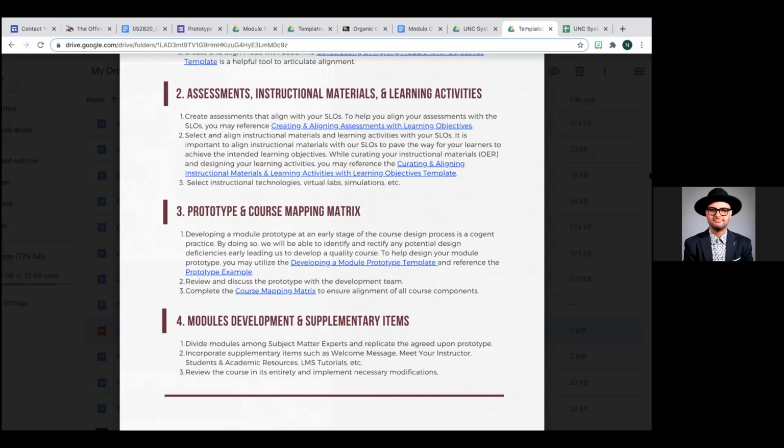So our second rationale for implementing a prototype-based process was that by creating a prototype at an early stage of course development, we were able to identify and rectify any potential design deficiencies and learning gaps early. That helps make the process a little bit more efficient and effective. We believe that if we did follow the conventional course development process, the possibility of ending up with drastically different modules would be very high. And that would make it a little bit difficult for our team to review and modify everything in a short time.